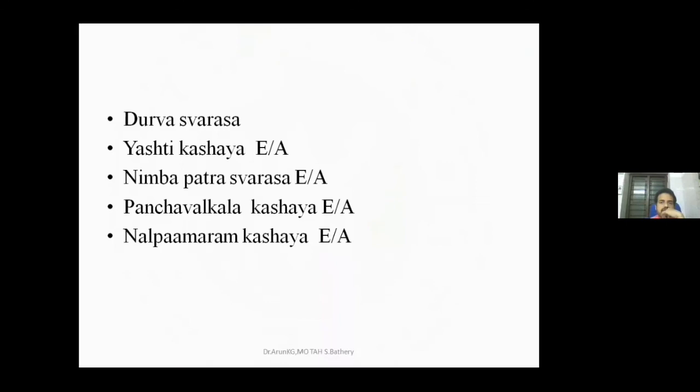In these cases, we can consider Durva Swarasa internally, then Yashti Kashaya, and Nimbapatra Swarasa for sponging, Panchavalkala Kashaya, Nalpamara Kashaya for sponging, etc.